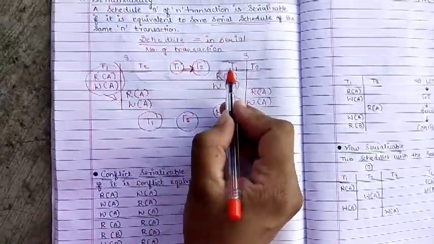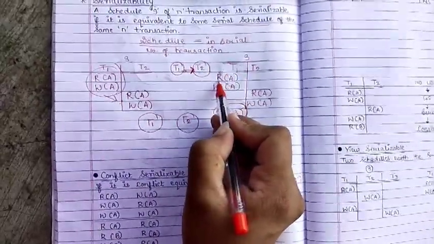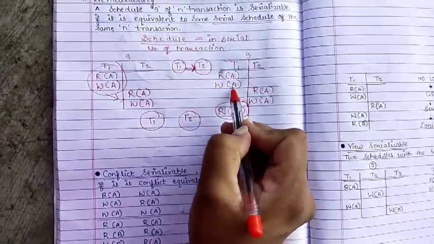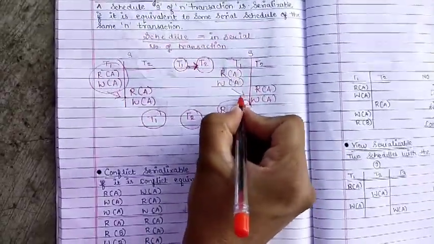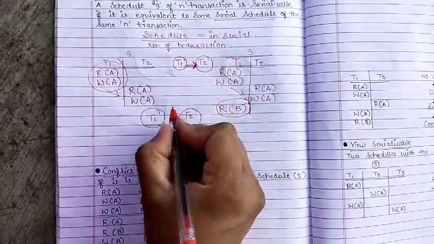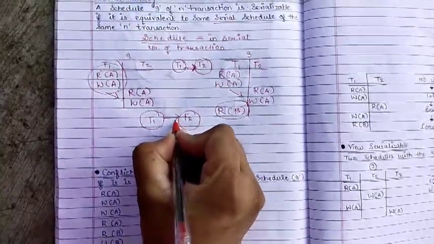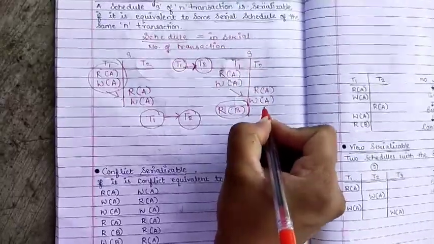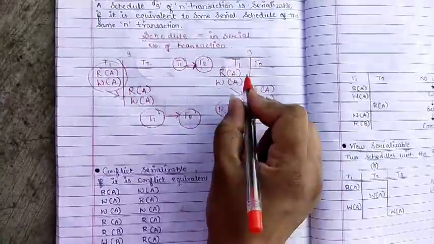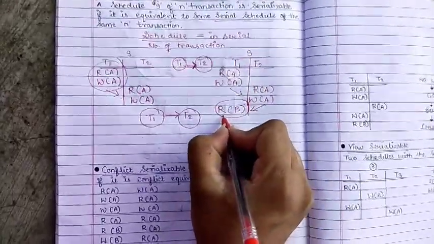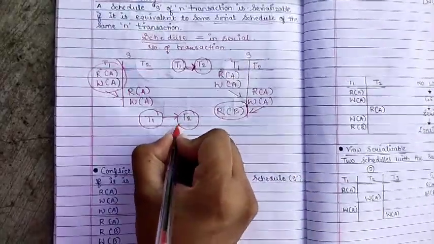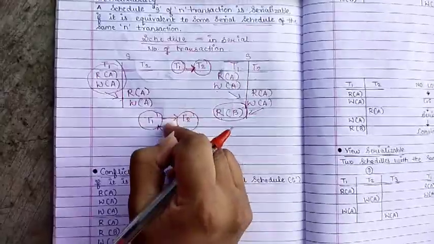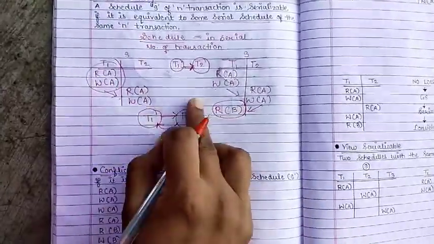Now what happened? Transaction 1 will perform a read operation on account A and a write operation on account A, then it will go to transaction 2. It will apply a read operation and a write operation. Again it will go to transaction 1 to perform a read operation. Now this is called another schedule.